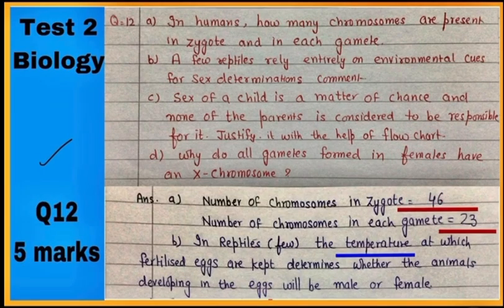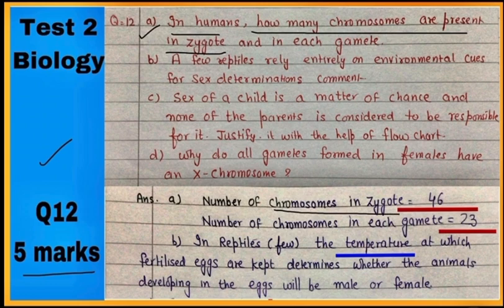Question number 12, it is of 5 marks and it has got 4 parts. Part A, in humans, how many chromosomes are present in zygote? Number of chromosomes present in zygote are 46. And how many number of chromosomes are present in each gamete? Number of chromosomes in each gamete are 23.